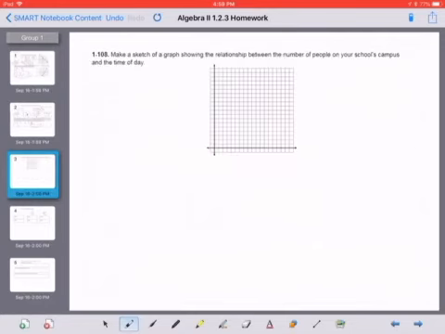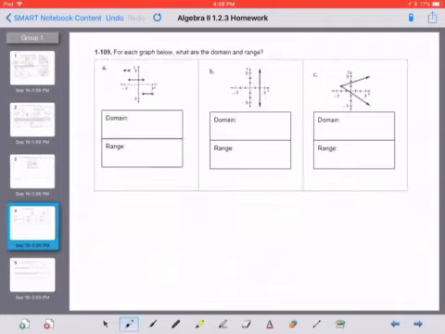Next problem says, make a sketch of the graph showing the relationship between the number of people on your school's campus and the time of day. So at the beginning of the day, it starts out at 0, and then a lot of people come. Some people might leave. Some people might come back. By the end of the day, all the students have gone home. So your graph should have looked something like that. But it can't be just a straight line going up because that implies that no matter what time of day, more and more students keep coming. It's got to come back down at one point.